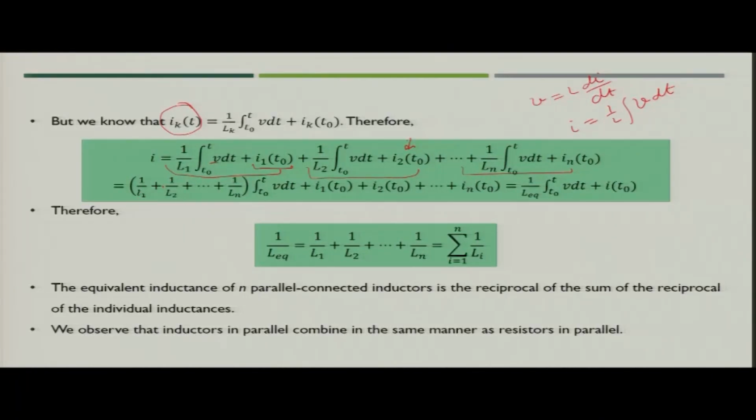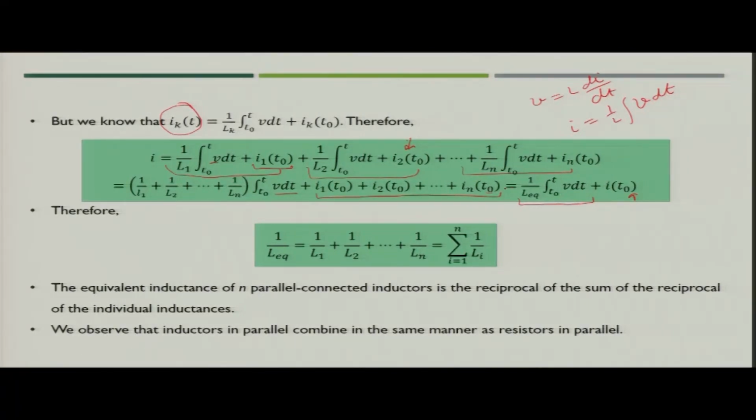When we sum up all the elements, we can simply write 1/L1 plus 1/L2 plus up to 1/Ln, because these are constant quantities we can take them out. Then the integral from t0 to t of V dt, plus the sum of all the currents flowing in the individual inductors at time t equal to t0. So, we can write 1/L equivalent integral from t0 to t of V dt plus I(t0).